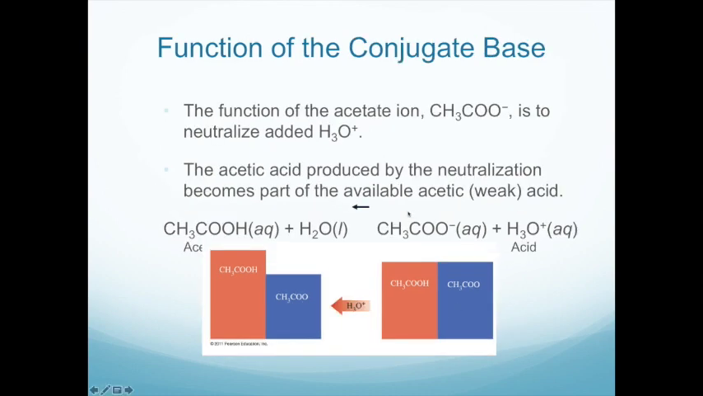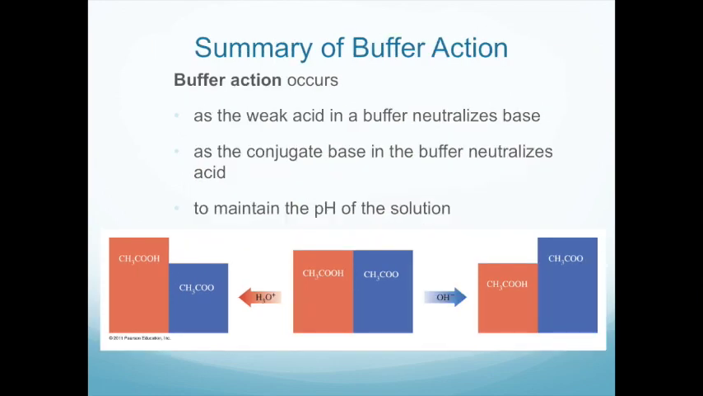Now, likewise, the acetate ion will neutralize any added H3O plus ions to produce water and acetic acid. So the concentration of acetate will go down and the concentration of acetic acid will go up. In both cases, a new equilibrium will be established to compensate for the added OH minus or H3O plus ions.